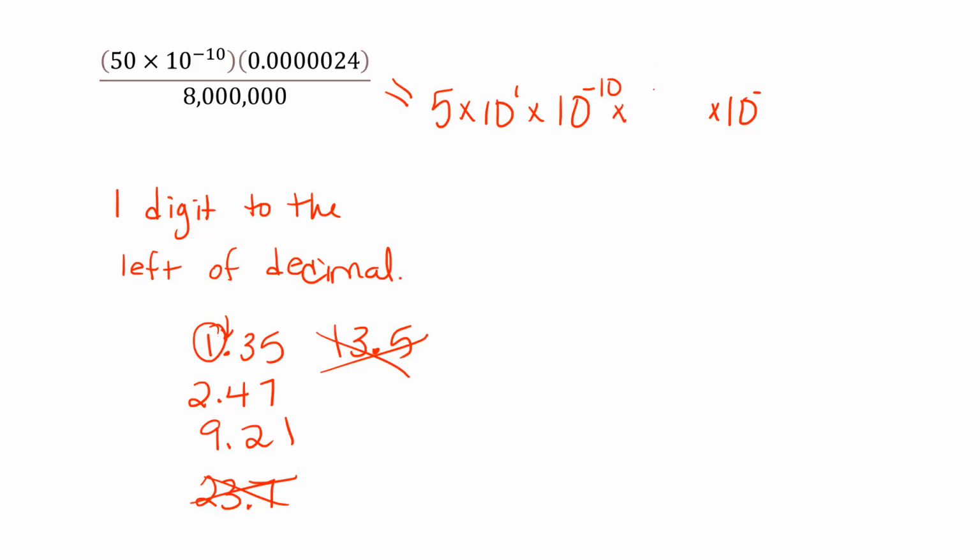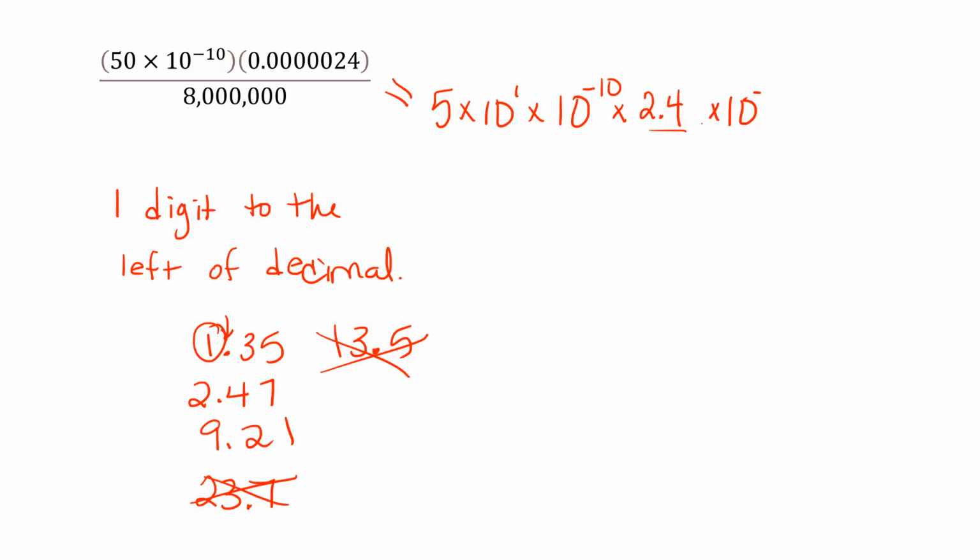I was just saying that I only want one digit to the left of the decimal point. So I know I'm going to write this as 2.4 times 10 to the something. And since I don't really want 2.4, like I just wrote, okay, I want 0.000024.